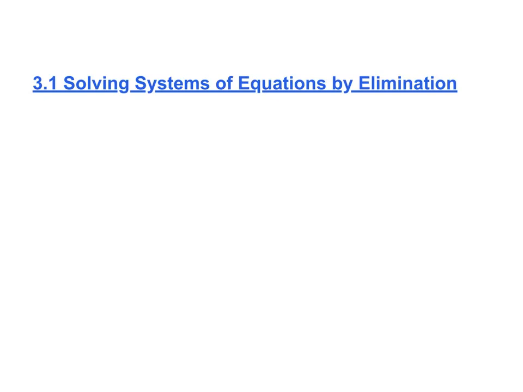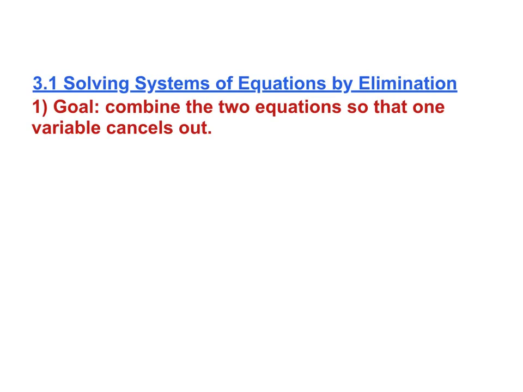So the first thing we're going to do is understand what our goal is. Our goal is to combine the 2 equations so that one of the variables cancels out. That's why it's called elimination. We're trying to eliminate one of the variables. In our systems of equations, most of the time, we will have 2 equations, there will be 2 variables. We're trying to get it down to 1 variable. That's our goal.